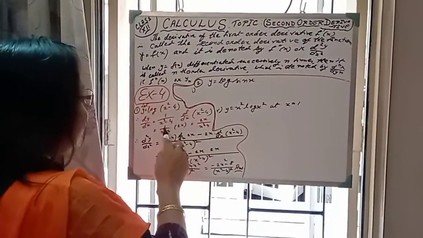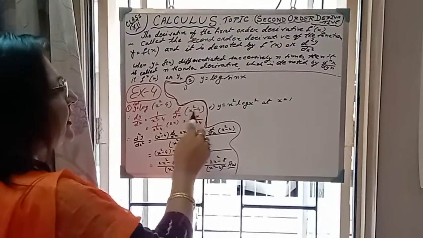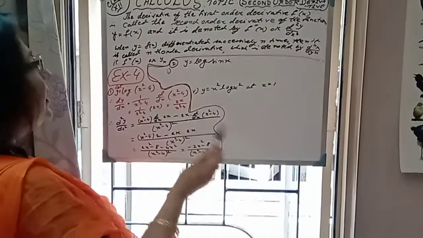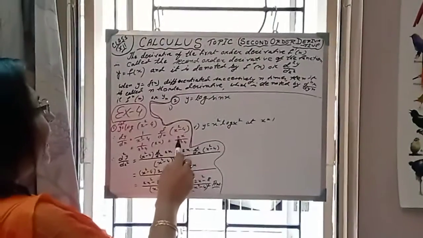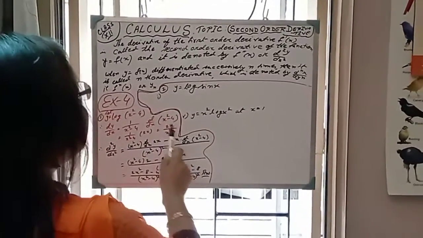So what we will write? 1 by x square minus 4, and d/dx of x square minus 4 means 2x, and d/dx of 4 is 0, as d/dx of c equals 0. Constant term derivative is always 0. So what we will get? Answer is 2x by x square minus 4. So this is dy/dx.